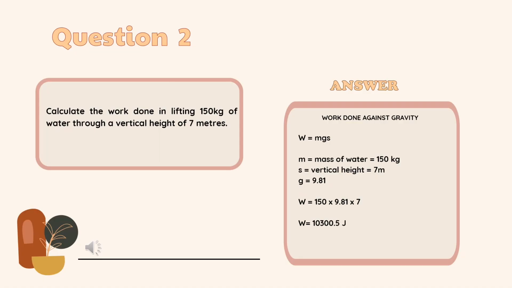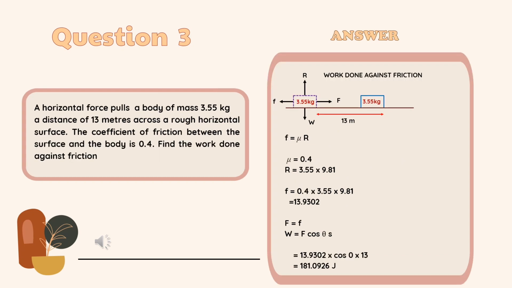Question 2. Calculate the work done in lifting 150 kg of water through a vertical height of 7 meters using the formula W equal to mgs, m equal to mass of water equal to 150 kg, s vertical height equal to 7 meter, gravity equal to 9.81. Just calculate in the formula W equal to 150 multiplied by 9.81 multiplied by 7. The answer will be 10,300.5 joule.